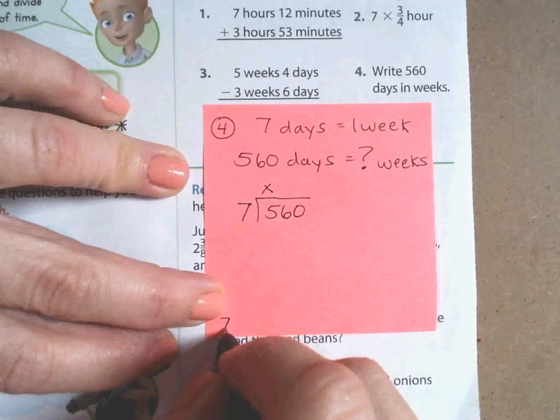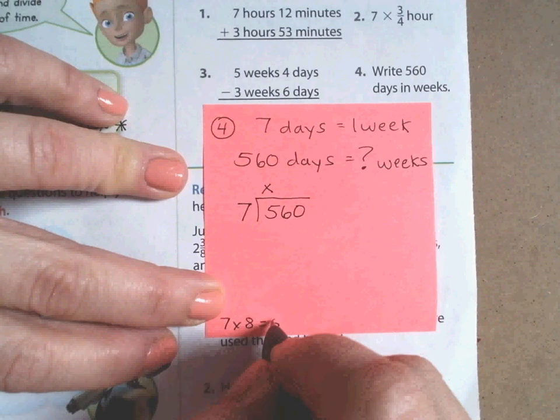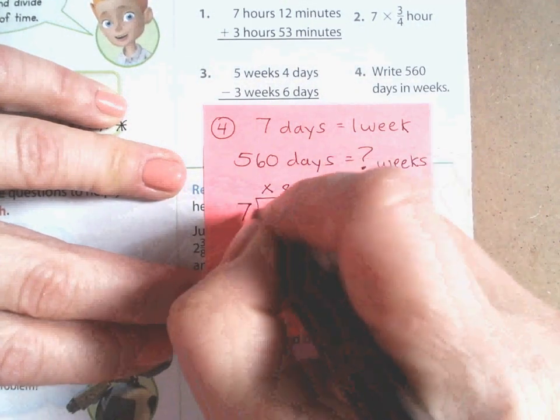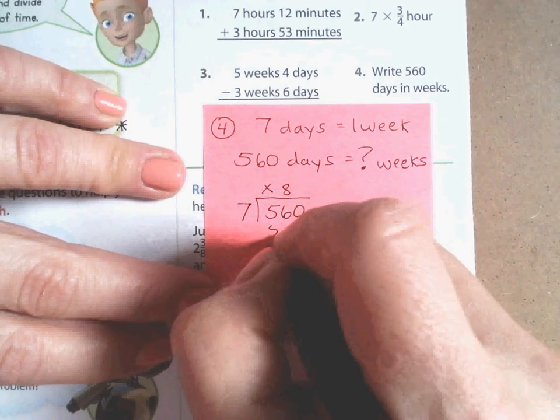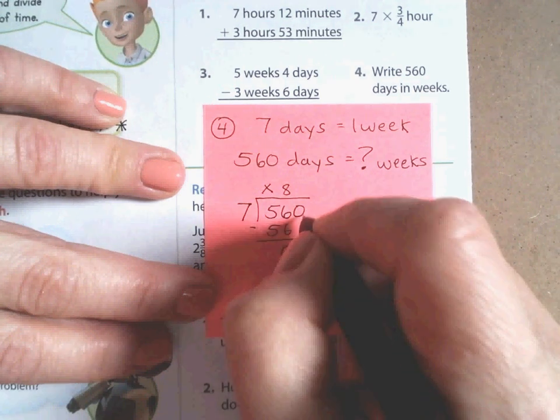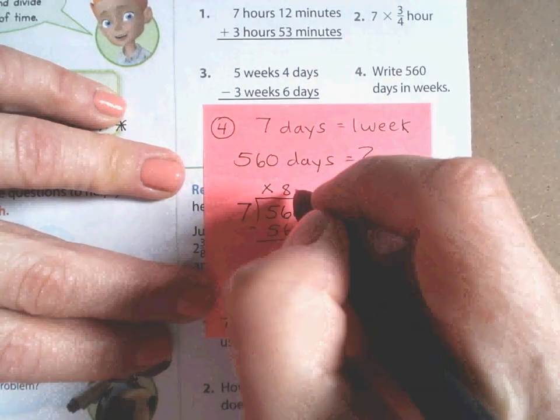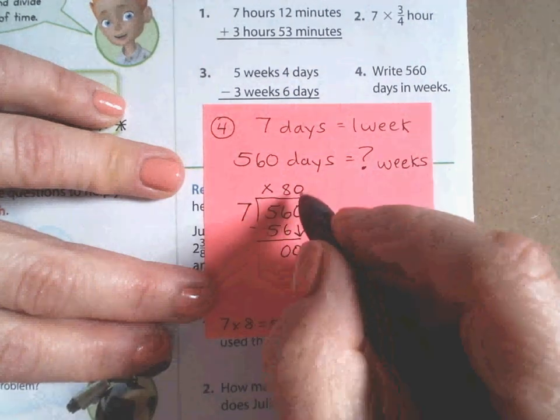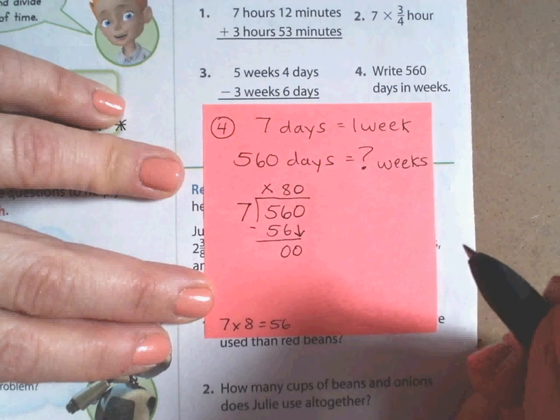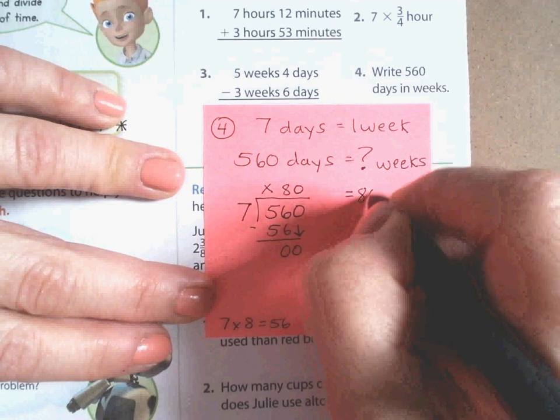And I know that 7 times 8 is 56. So 56 divided by 7 is 8. 8 times 7 is 56. And 56 minus 56 is 0. And don't forget to bring down this 0. And then 0 divided by 7 is 0. So once you have zeros down here and a 0 up here, you're done. So 560 days equals 80 weeks.